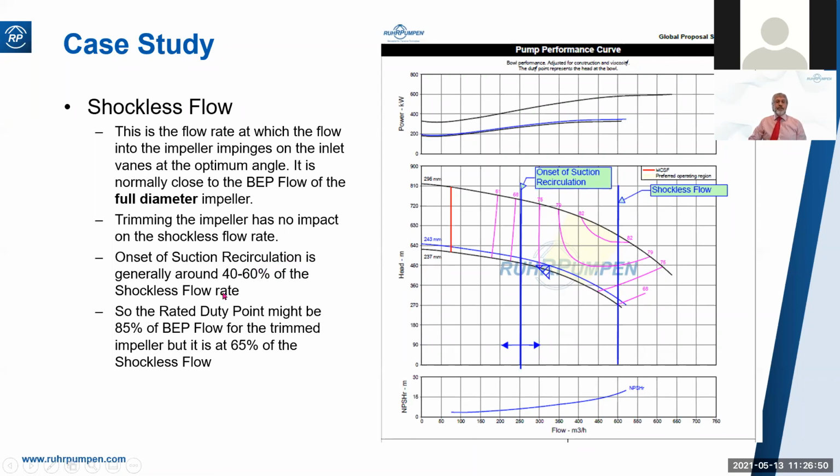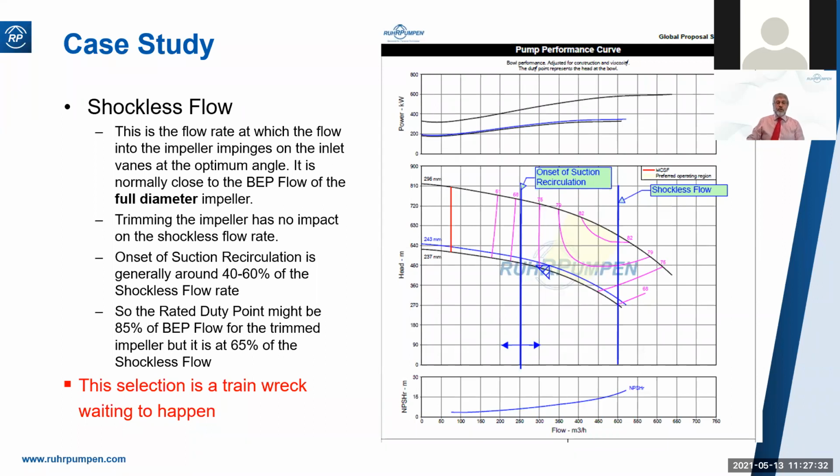Onset of suction recirculation is generally around 40 to 60% of the shockless flow rate. So this rated duty point might be at 85% of the BEP flow for the trimmed impeller, but it's at 65% of the shockless flow. This selection is a train wreck waiting to happen. It's probably okay on a small, low energy pump, say a 2-inch or 4-inch, 6 to 8 kilowatts, but definitely not on a 350 kilowatt pump.